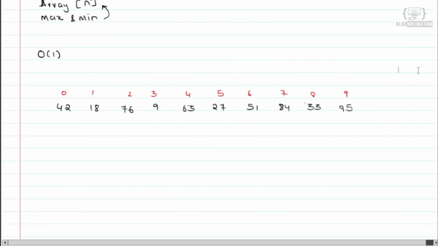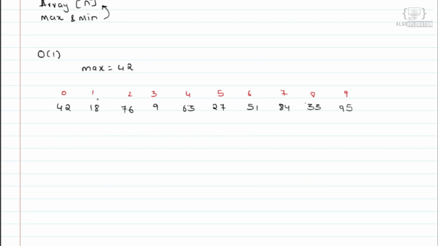We have this array. Now to find the maximum element, first we make max the first element, that is 42. Then we compare it with the second element, that is 18. If it is greater, then we update it, or else not. It is not greater, so we increment the I, which gives 76. Now 76 is greater than 42, so we update it to 76.